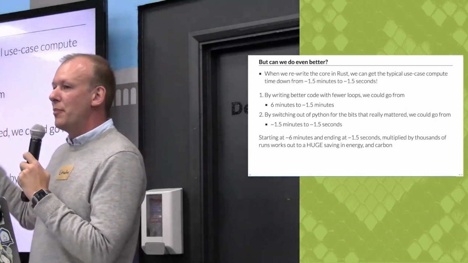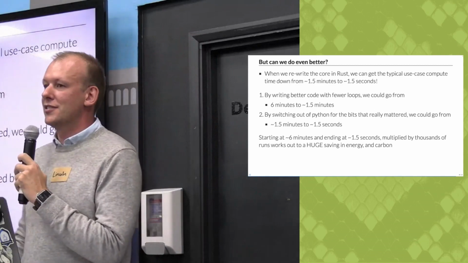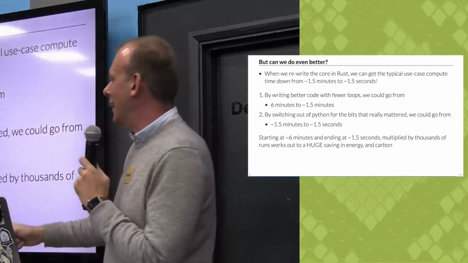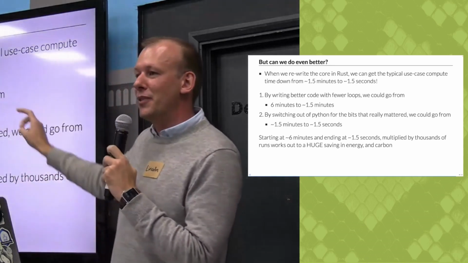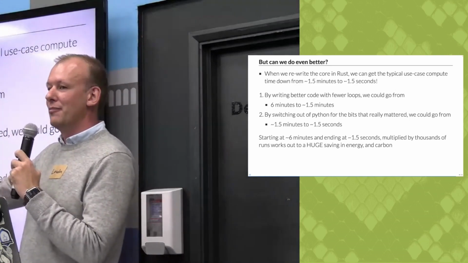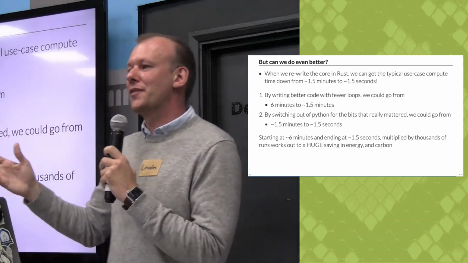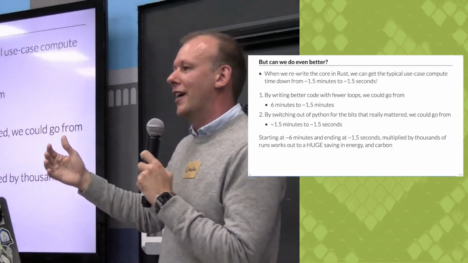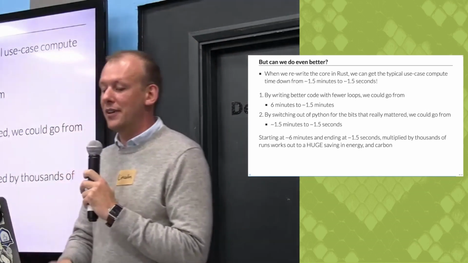So just by writing better code, we can go from 6 minutes to 1.5 minutes, and by switching to another language, we can go to 1.5 seconds. So in that context, 6 minutes to 1.5 seconds, that's a huge difference. And again, this is library code, possibly being run thousands of times. The savings, once you think about the multiplier, are actually huge, right? It's a huge saving in energy and carbon.